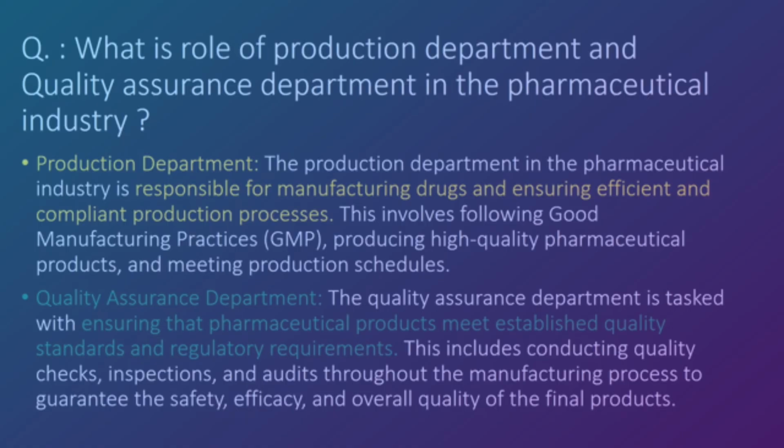What is the role of production department and quality assurance department in the pharmaceutical industry? First, we will see about the production department. The production department in the pharmaceutical industry is responsible for manufacturing drugs and ensuring efficient and compliant production processes. This involves following good manufacturing practices, that is GMP, producing high quality pharmaceutical products and meeting production schedules.